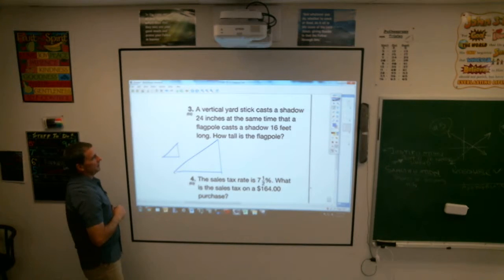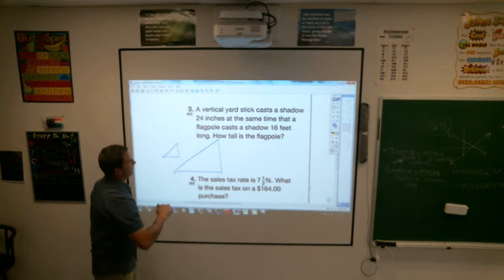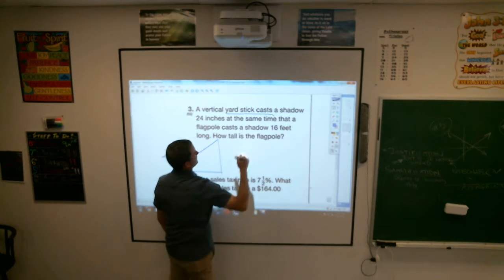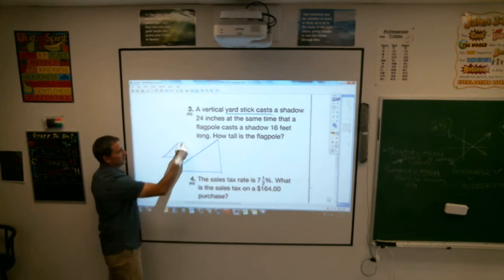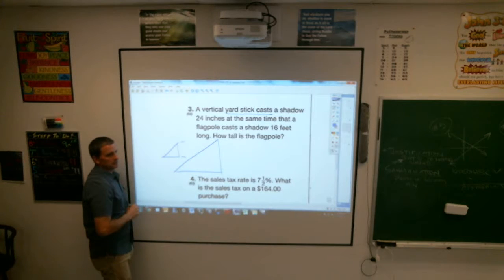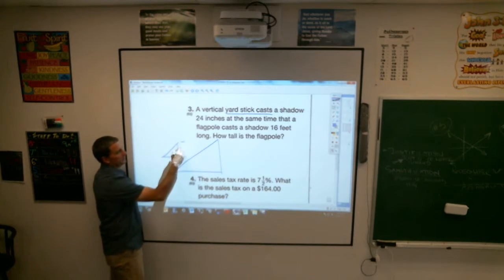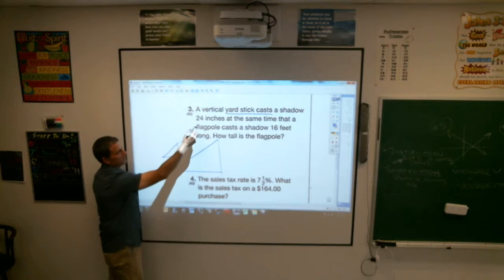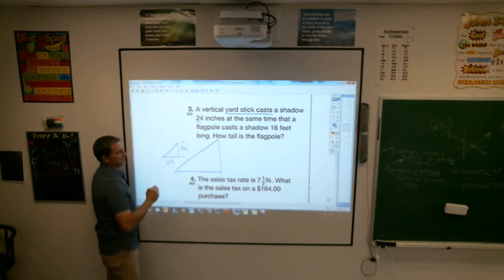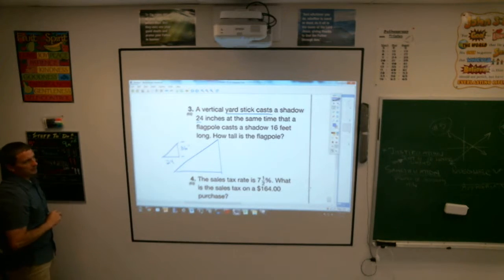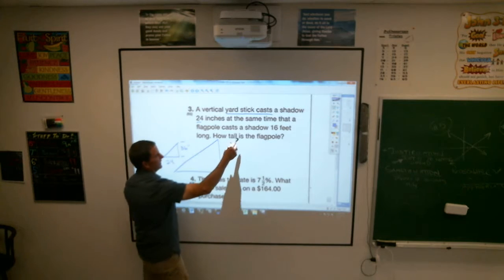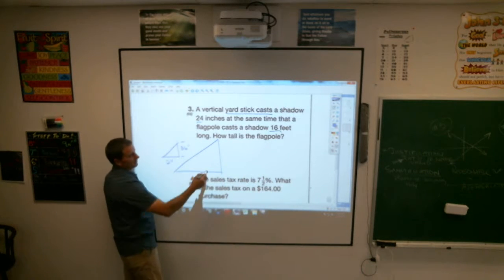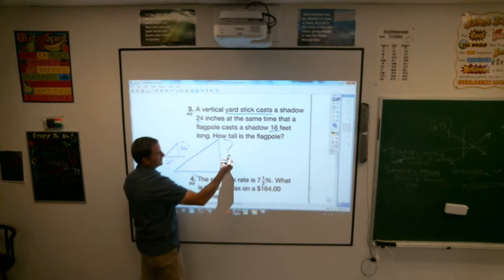Fill in the numbers there. What does it say? Well, first of all, this is a yardstick. So how high is it from here to here? A yard, 36 inches. What's the shadow? Because this is the sun. How wide is the shadow? 24 inches. The flagpole casts a shadow 16 feet. So that's right here, 16 feet. You want to know what this is.